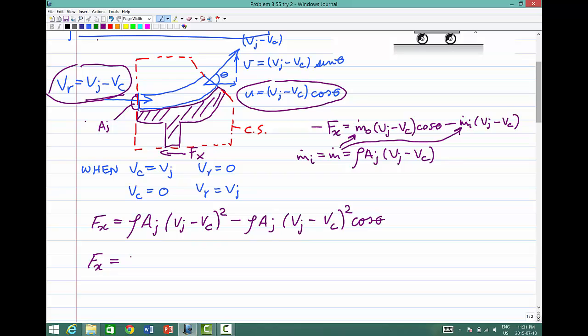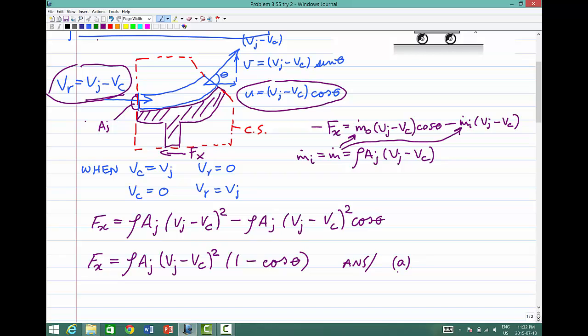And we can collect terms here. We're going to get rho a jet (v jet minus v cart) squared times (1 minus cos theta). And I believe that's the answer. Let me check. Yeah, that's the answer to part A. That's the force to the left required to keep the cart from accelerating.